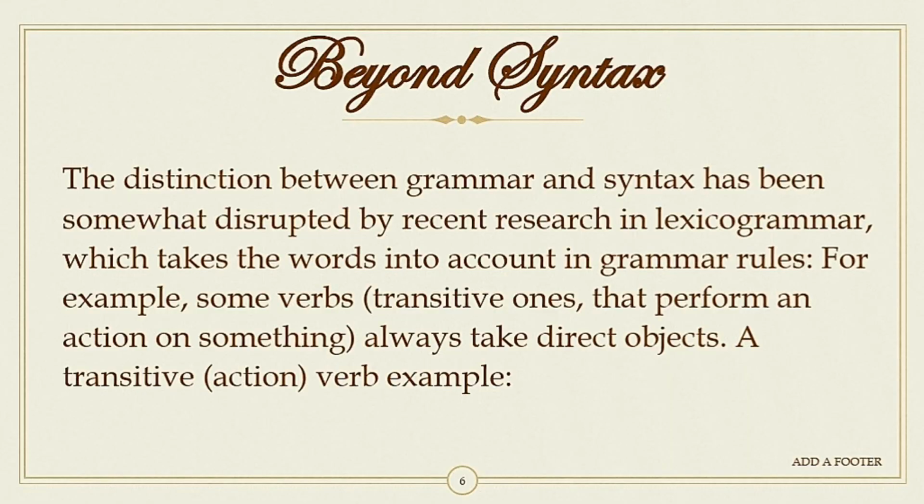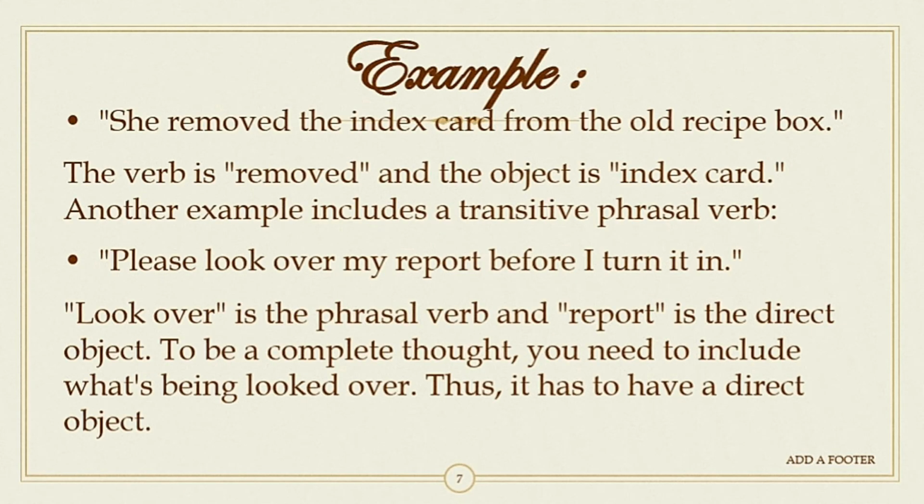Now we'll talk about beyond syntax. The distinction between grammar and syntax has been somewhat disturbed by recent research in lexical grammar, which takes the words into account in grammar rules. For example, some verbs, transitive ones, which perform an action on something, always take a direct object. So here are verb examples. She removed the index card from the old recipe box. In this sentence, the verb is removed and the object is index card.